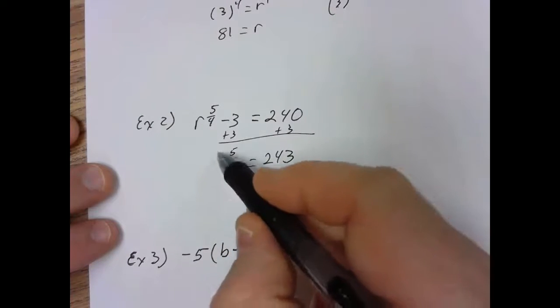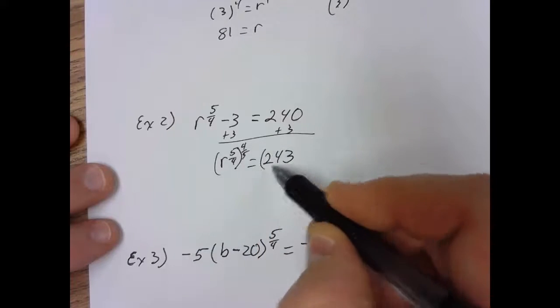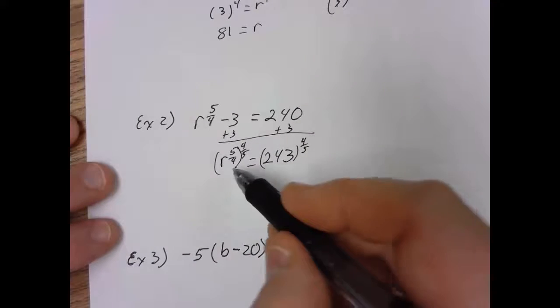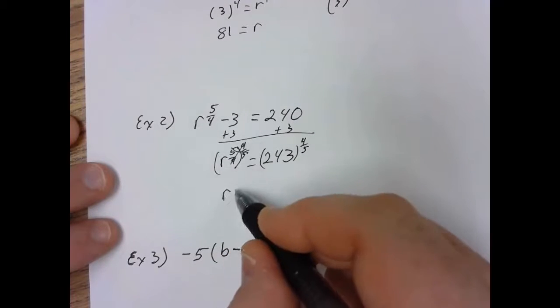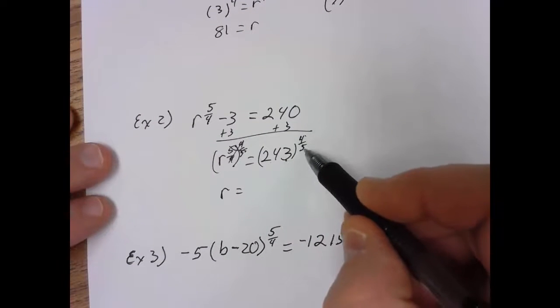And then to get rid of the 5/4 power, to turn it into a power 1, we raise that to the 4/5 power. But I have to do that on both sides. So raise to the 4/5. These cancel out, leaving r to the first equal to 243 raised to the 4/5 power.